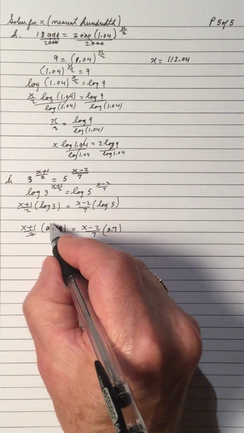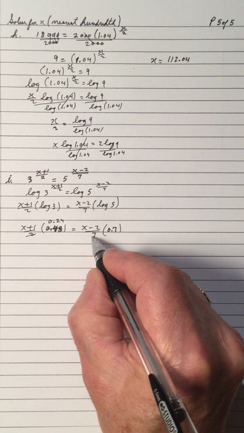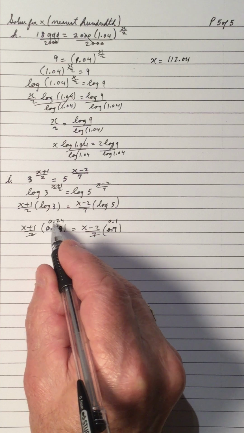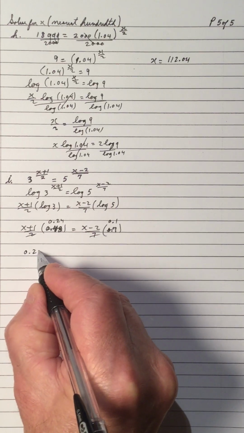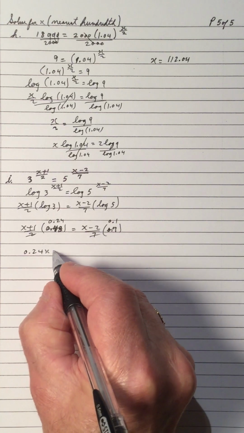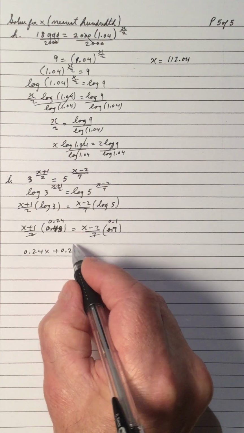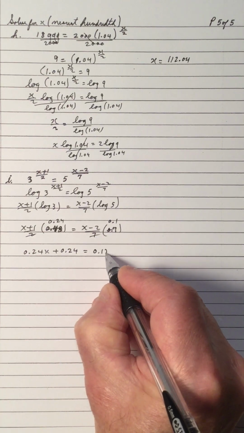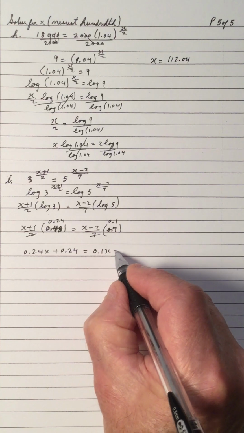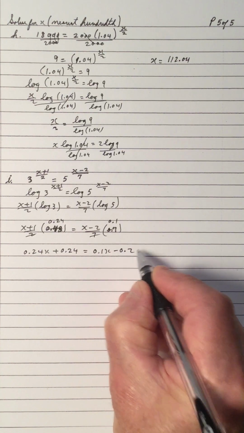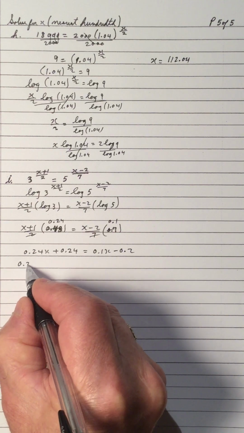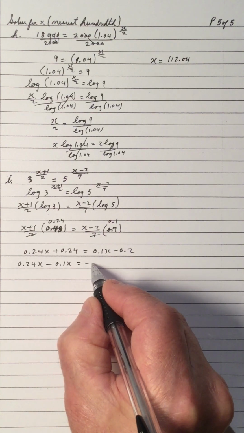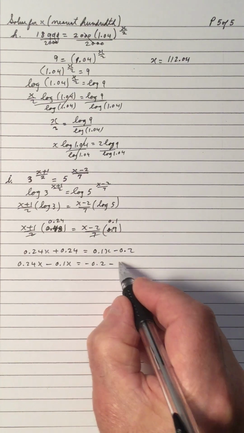Now we divide by 2, we get 0.24. Divide by 7, we get 0.1. Multiply 0.24 times x, 0.24 times 1, sorry, 0.24. And 0.1 times x, 0.1 times negative 2, negative 0.2. Bring all the x's to the left side, and bring the constants, or the numbers, to the right side.